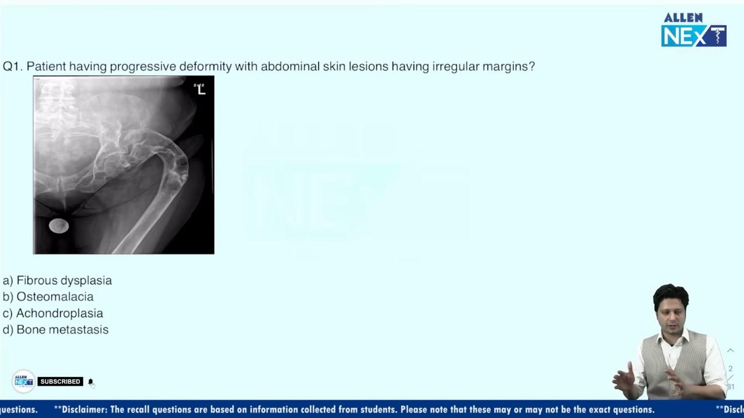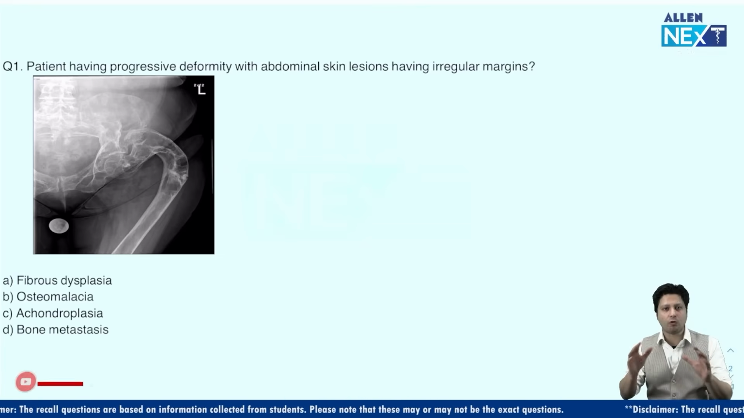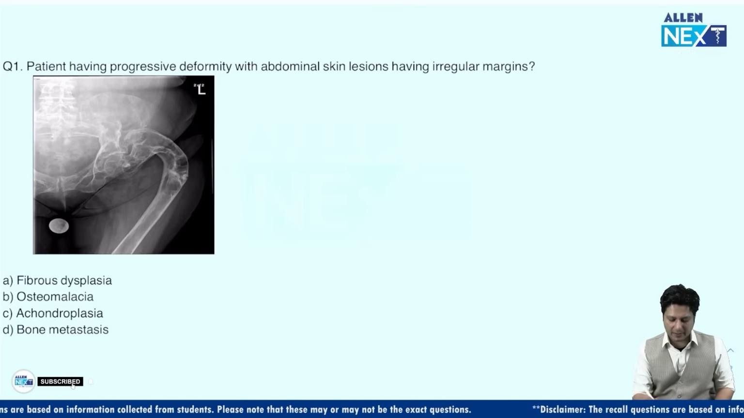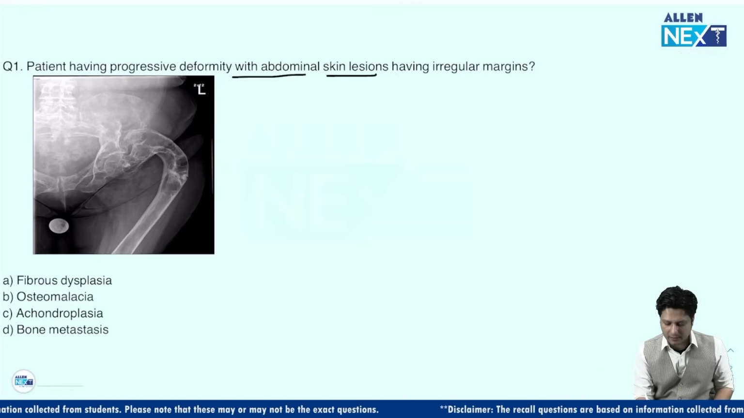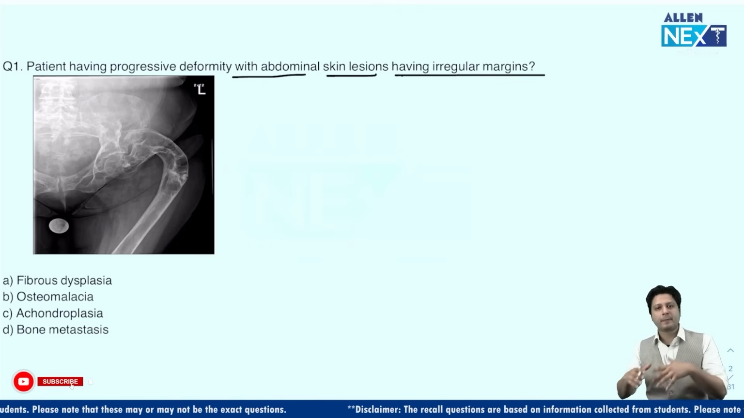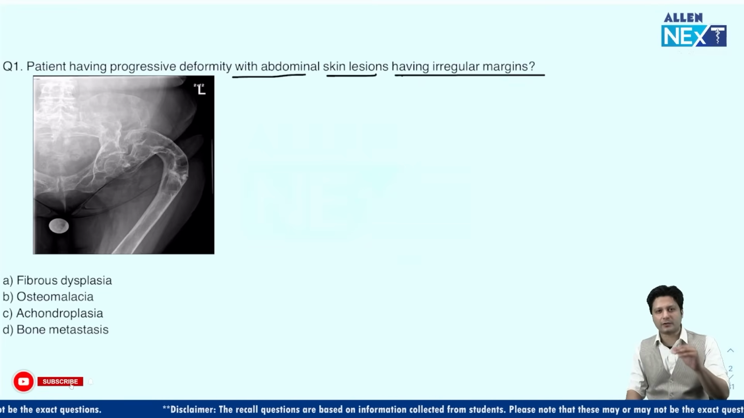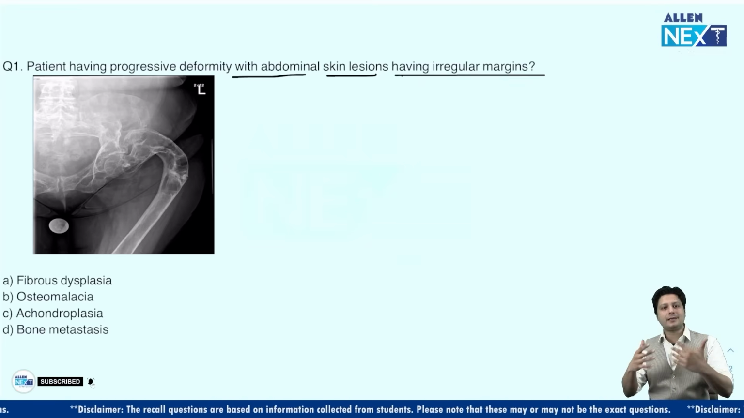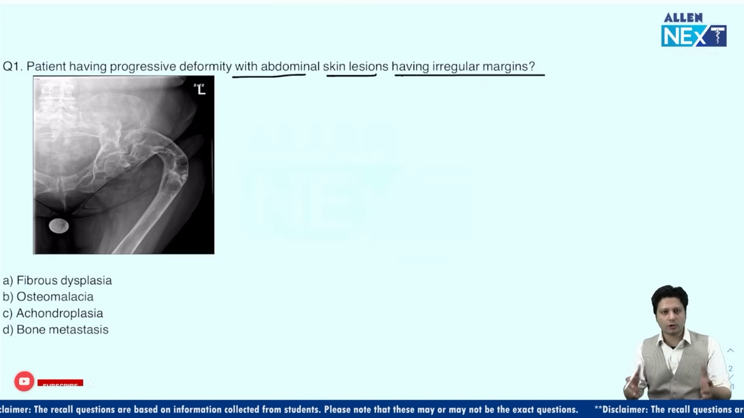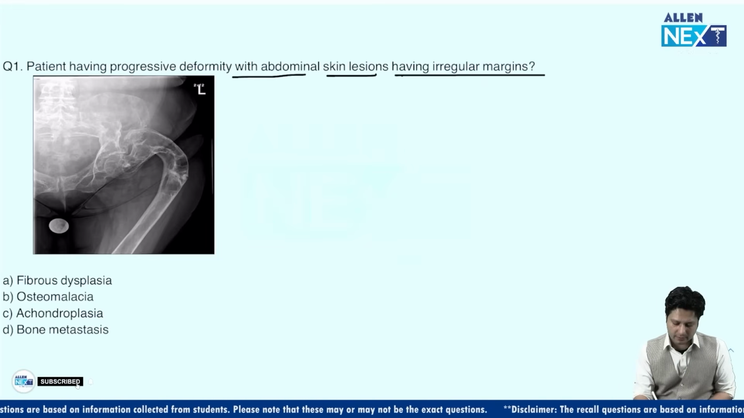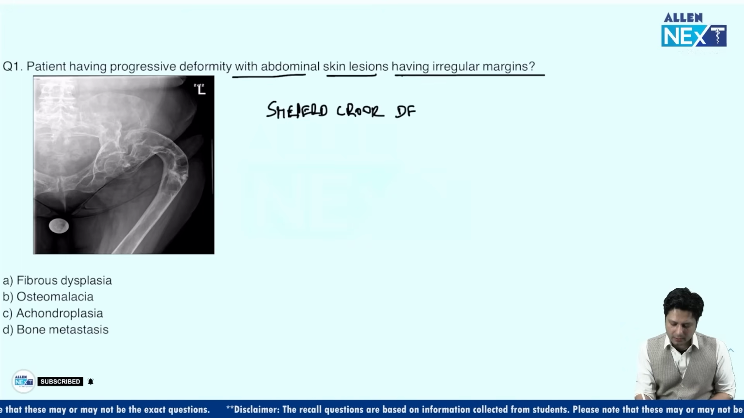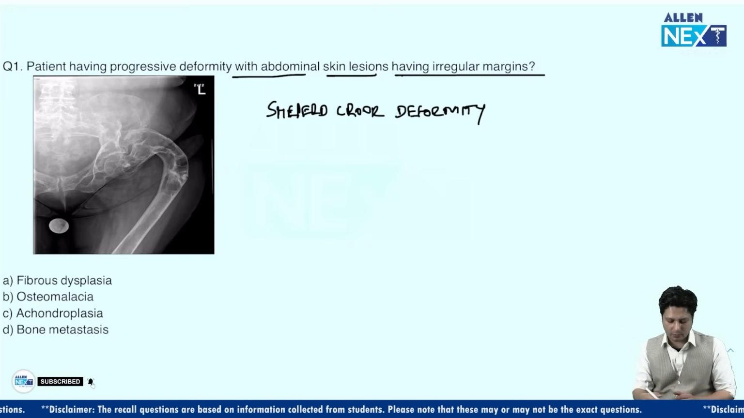The answer for this question, provided along with these X-rays, was fibrous dysplasia. The patient had a progressive deformity with abnormal skin lesions having irregular margins. So what is the most probable diagnosis with the kind of X-ray provided? Let us discuss why exactly this happens. You are aware that this deformity, the Shepherd-Crook deformity in the proximal aspect of the femur, is due to fibrous dysplasia.